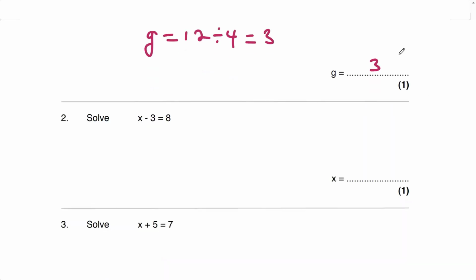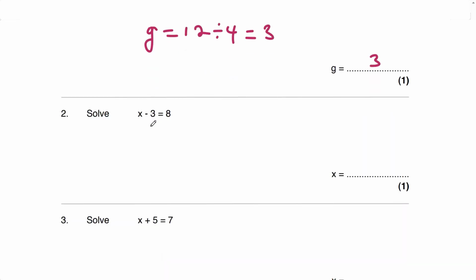And then the second question, solve x minus 3 equals 8. To get x, you're going to add 3 on both sides. So x is going to be 3 add 8, and definitely that's going to be 11.